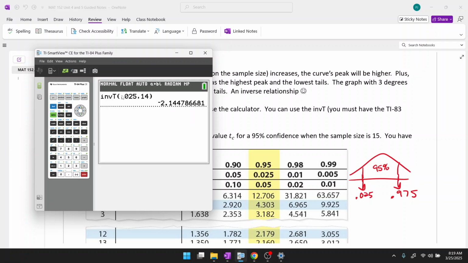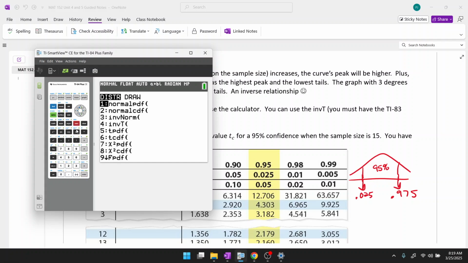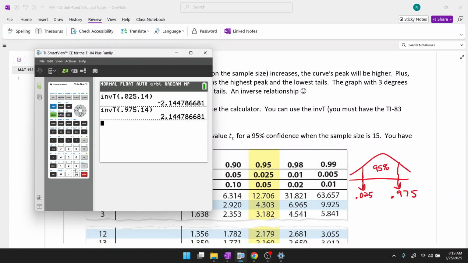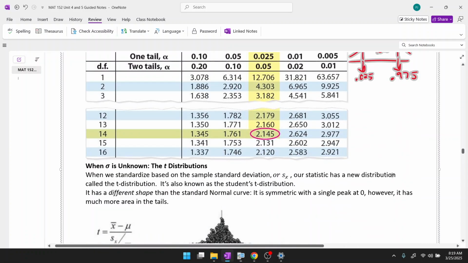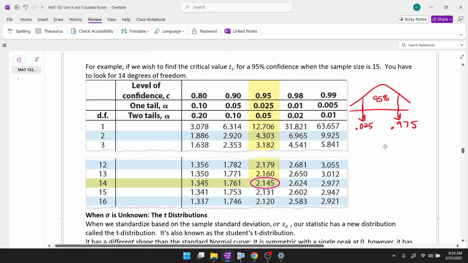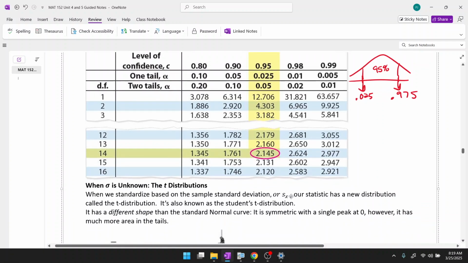But you see negative 2.145 for that one. And if you inverse T 0.975, not log, but 0.975, it's going to paste positive 2.145. Same thing. So that's what you're going to get for that one. Not a bad deal. But we're going to be using the chart. Much easier that way.